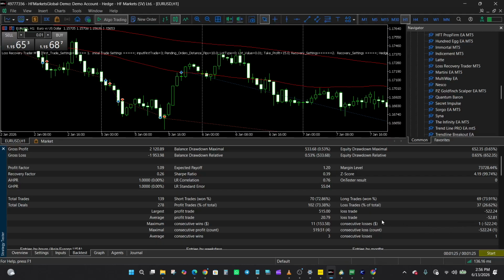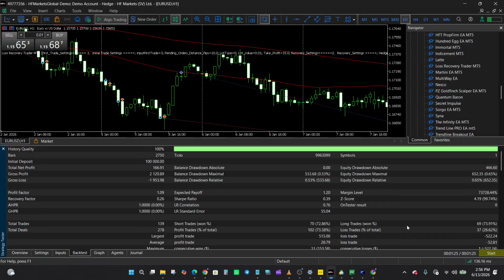So this tells me that the risk to reward ratio is pretty bad. We can see the difference between the average profit and the average loss is quite significant. Looking at the drawdown, we can see that the balance drawdown relative is just 0.53%, equity drawdown relative 0.65%. That's quite okay.